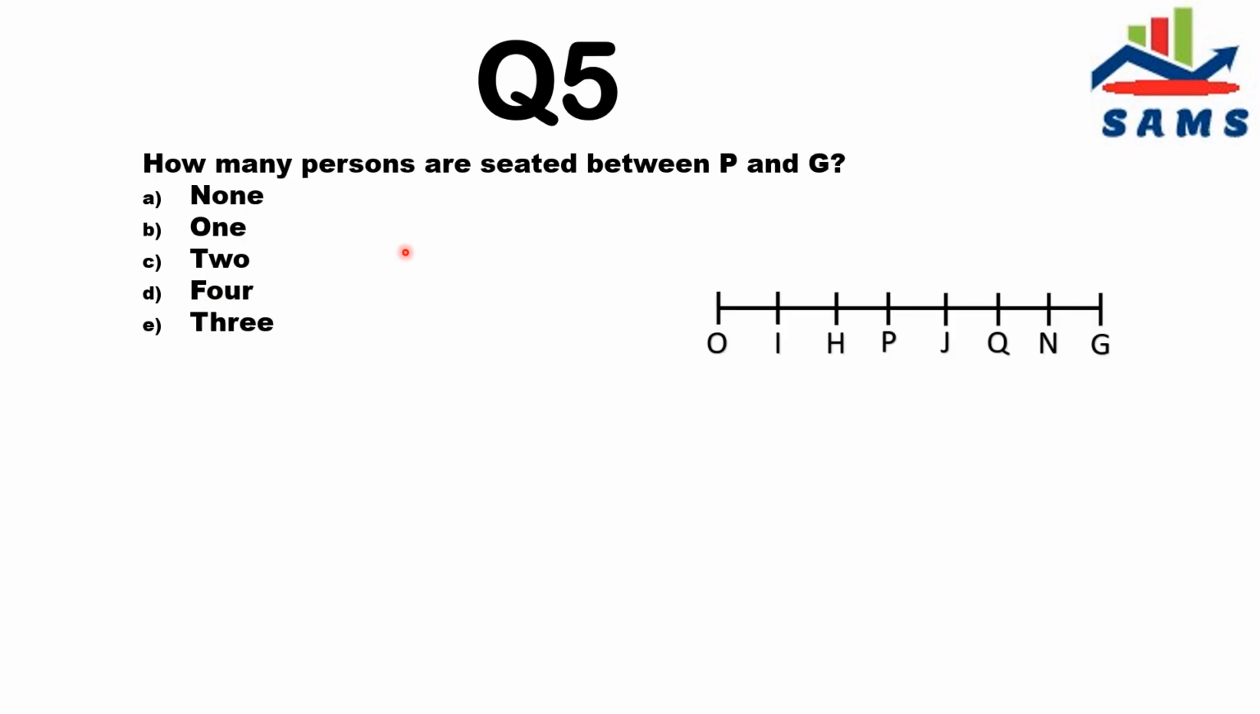The last part of the question is, how many persons are seated between P and G? Between P and G we have 1, 2 and 3. So that means 3 is the correct answer, that is option B.